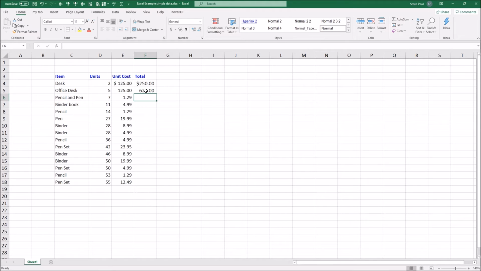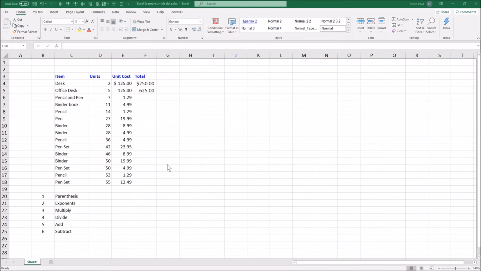Now if we look at the cell, it's going to have up in the formula bar the information. If we double click it, it's going to have the formula here. So now instead of using numbers, we're using a cell reference, which in this case is D5 times E5, which will give us the answer. Enter, and we have our answer here.